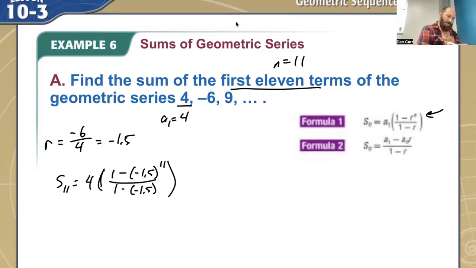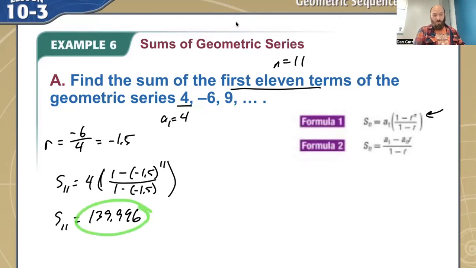And that comes out to my sum, which is 139.996. So again, what this means is we continue this pattern to 11 terms, and we add all those values up. The sum is going to be 139.996.